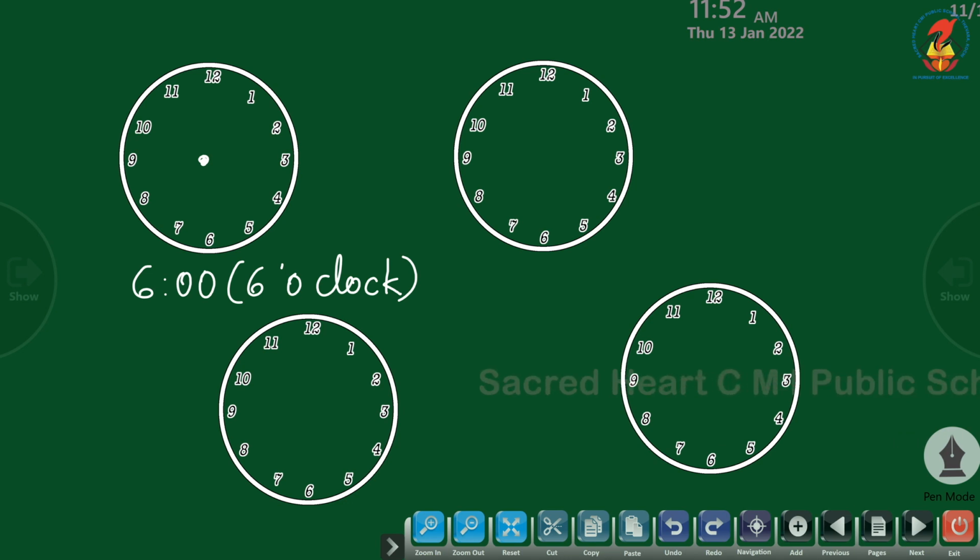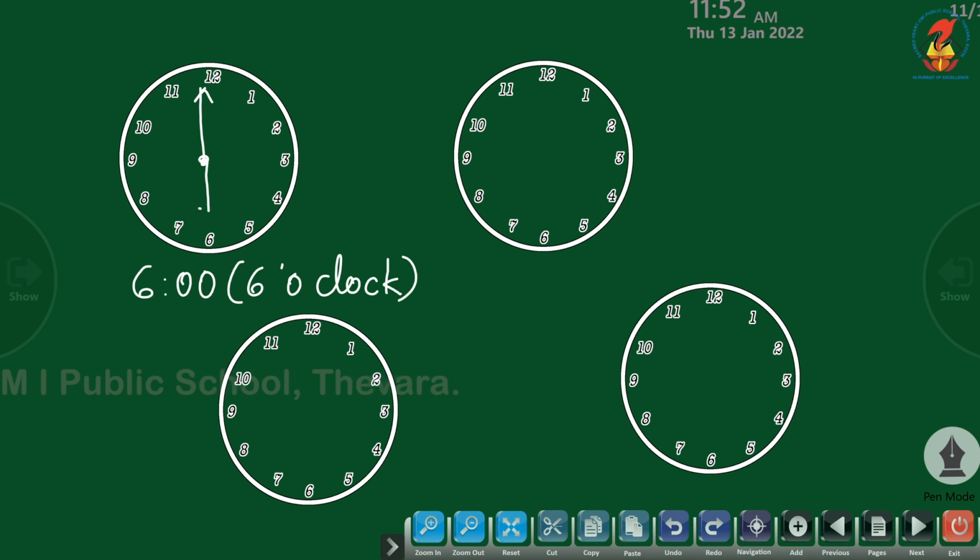So how can we draw 6 o'clock? One hand is on 12 and the other hand, the hour hand, is on 6. So we draw the longer hand on 12 and the smaller hand on 6. We can say that this clock is 6 o'clock.